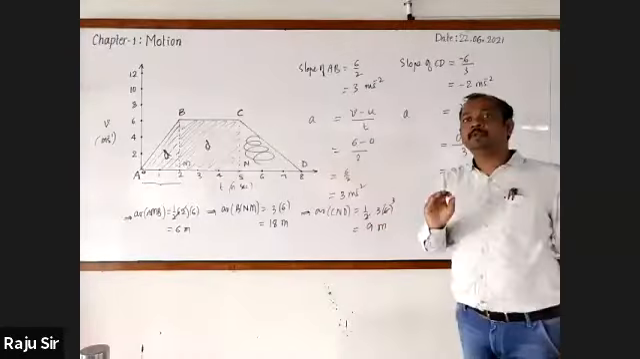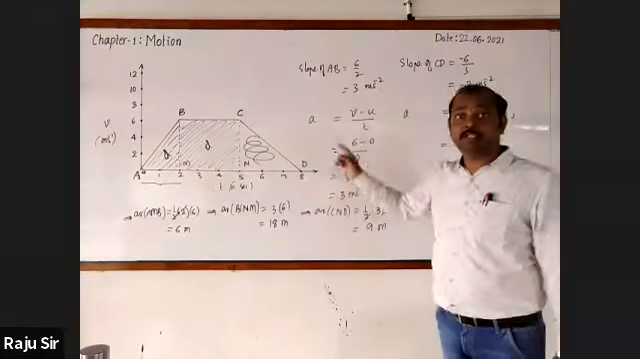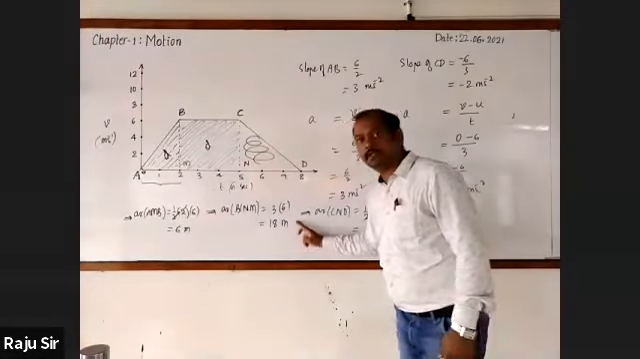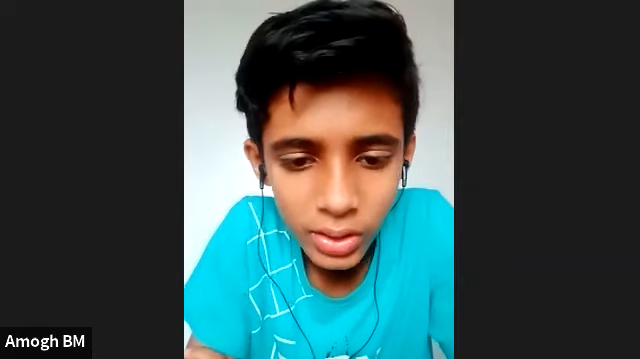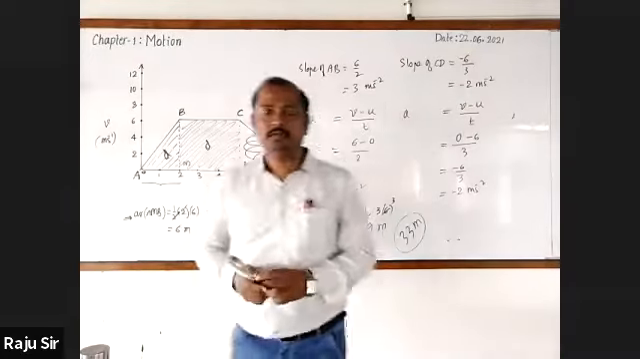Now, from all this calculation, we can come to know the total distance traveled by the body in 8 seconds: 6 meters, 18 meters, and 9 meters. 6 plus 18 is 24. 24 plus 9 is 33. Total it has covered 33 meters distance. Clear? Yes, sir.